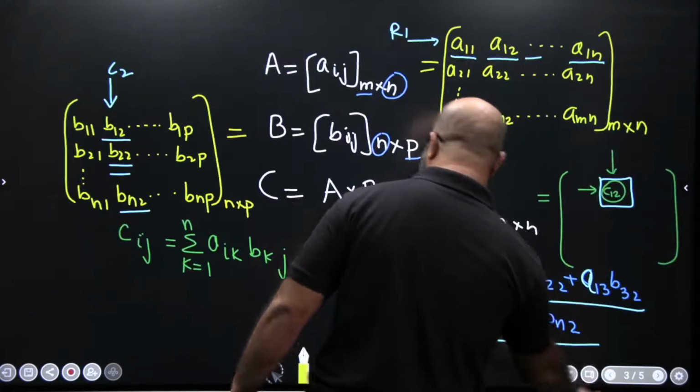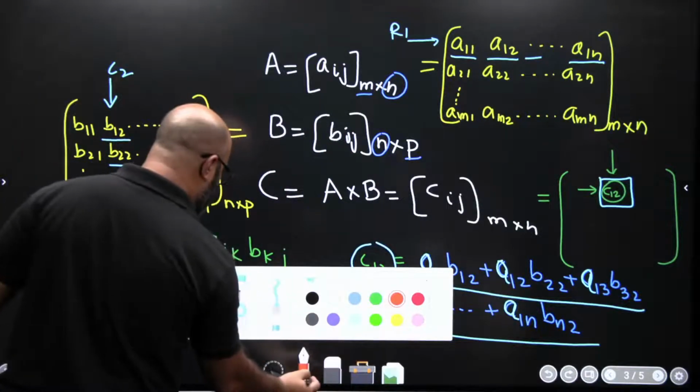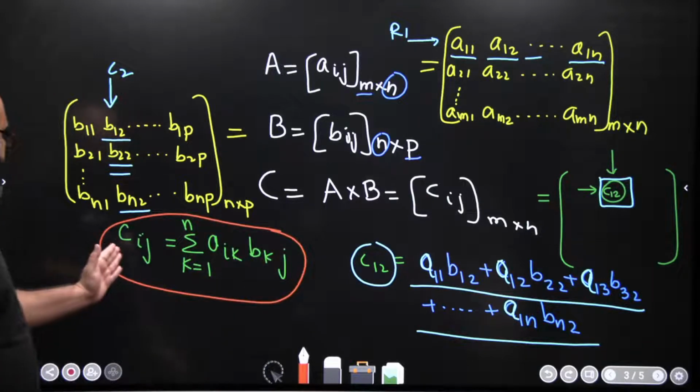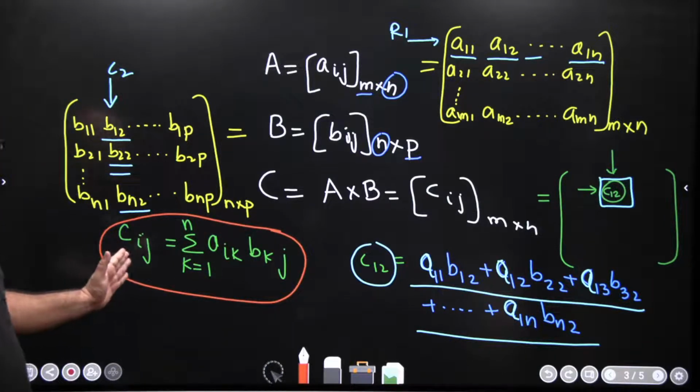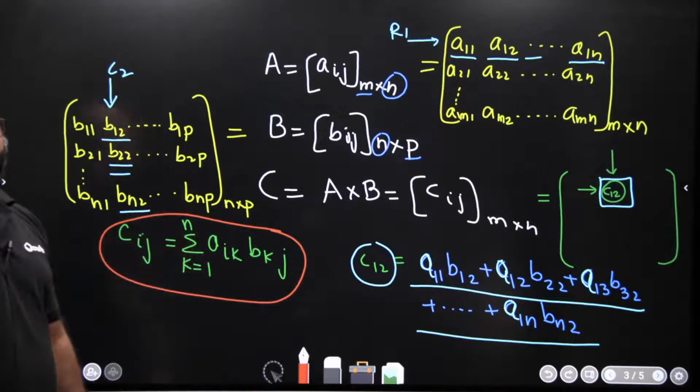So this formula, if you have seen it here, is initially complicated, but when you come across this example and think about it, you will understand that any element Cij of the resultant matrix is actually the sum of Aik into Bkj, from k equal to 1 to L.